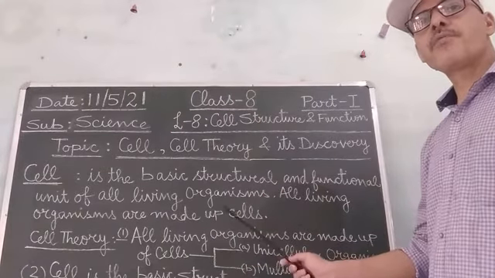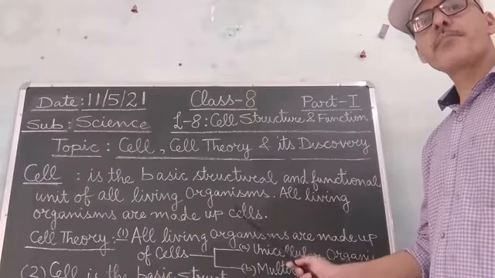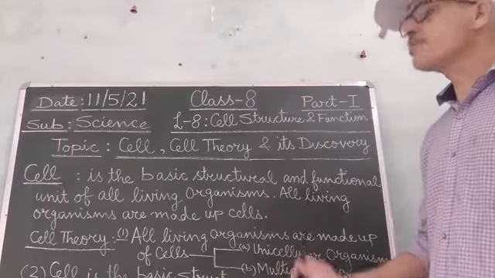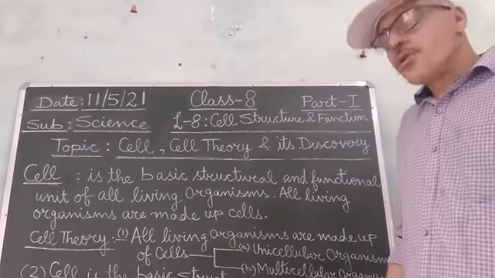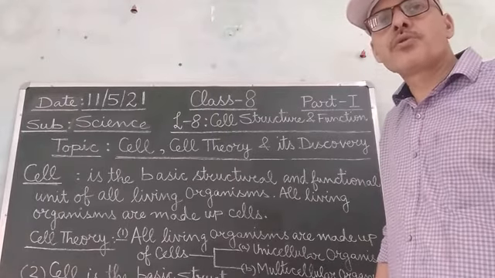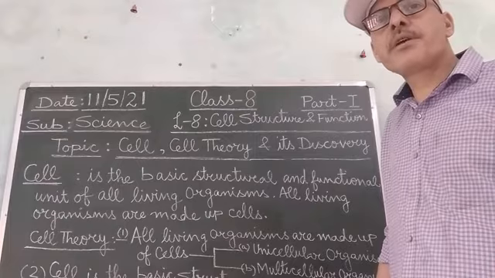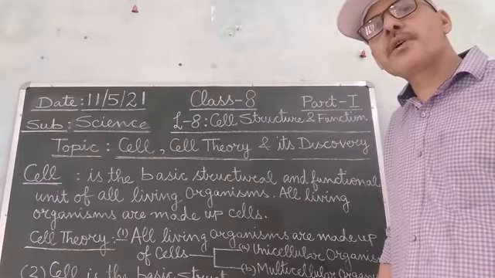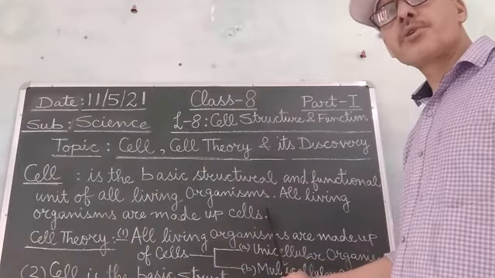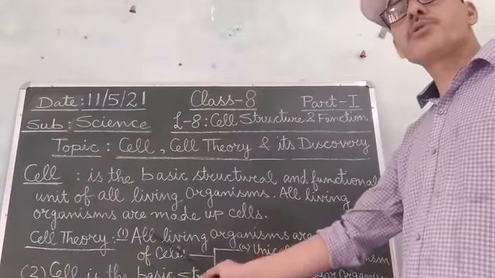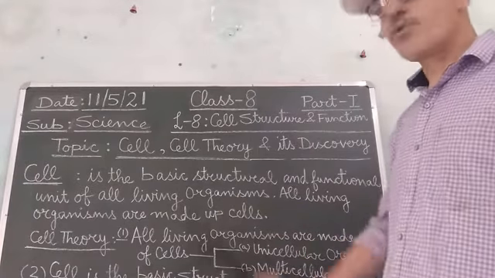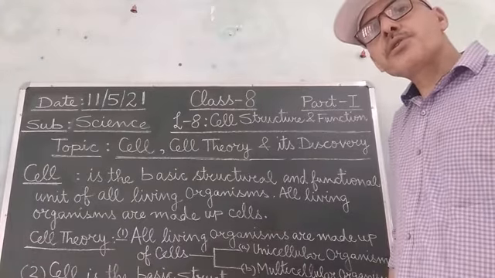And the body of all the living organisms is made up of cells. Or you can say all the living organisms are made up of cells. So this is the way you can define the term cell. The cell can be defined as the basic structural and functional unit of all living organisms, and all the living organisms are made up of cells. So this is about the first topic, the cell.